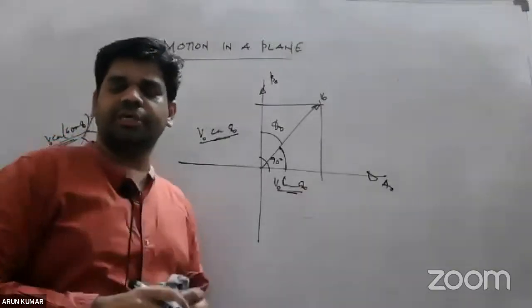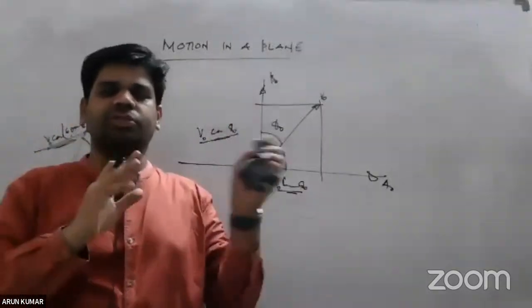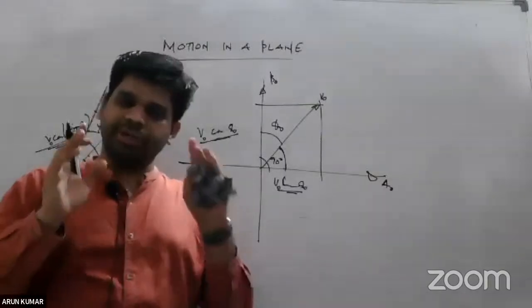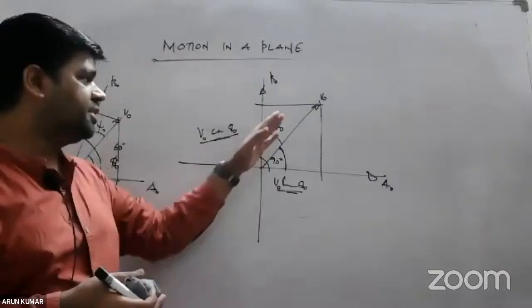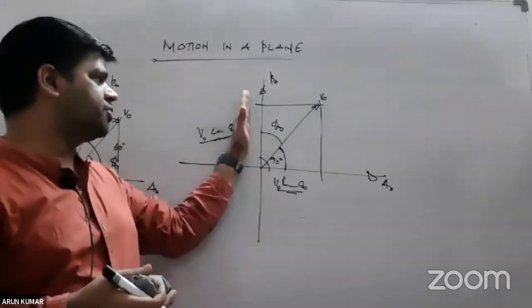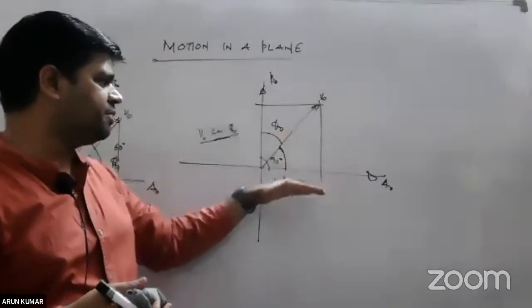Usually students will remember vertical component sin theta, horizontal component cos theta. No. Component means cos theta, where theta is the angle between the line and the vector. In this case, this is theta, so it is V naught cos theta. And this becomes V naught cos of 90 minus theta, which is sin theta.